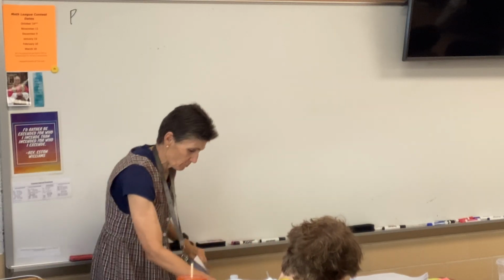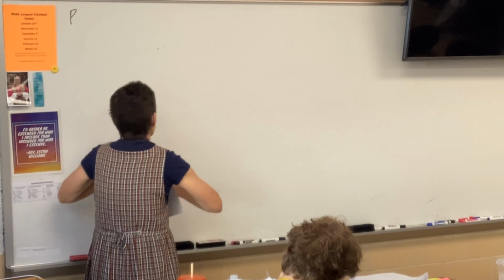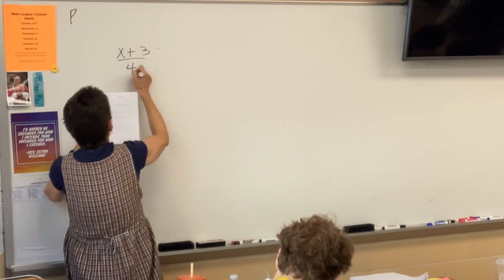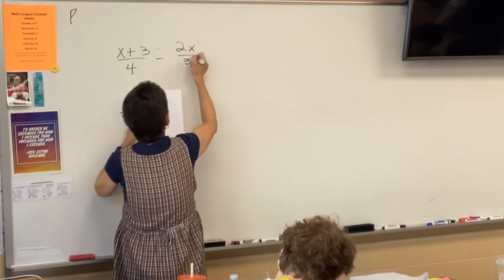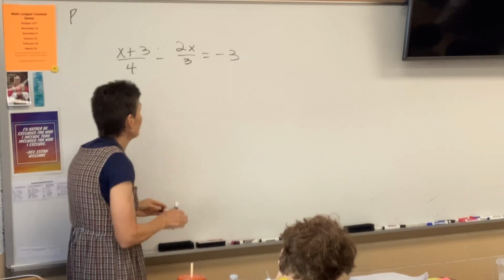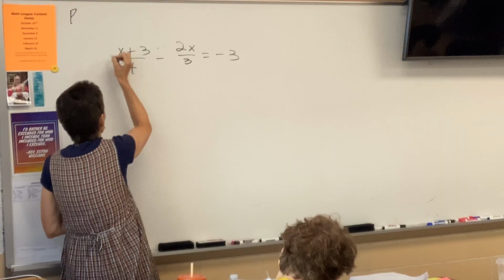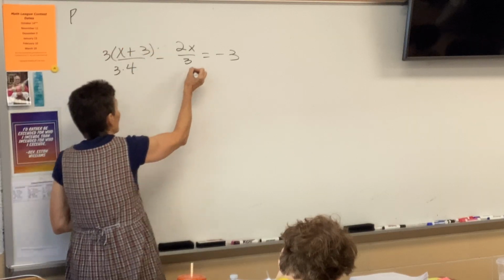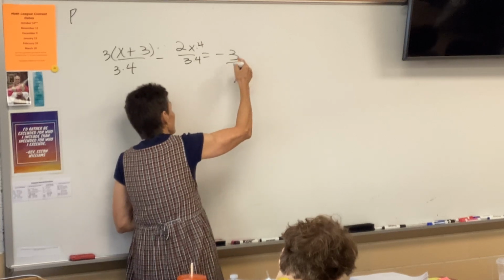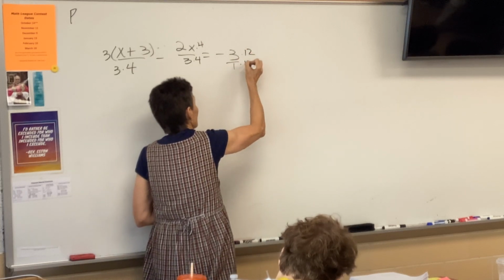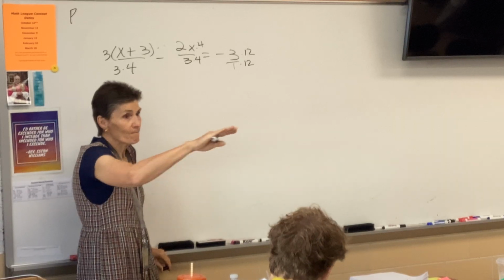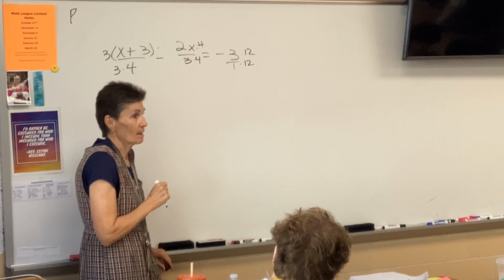With the very first problem, you had a few minutes to work on it. What did you do? Common denominator. Yeah, and what common denominator did you use? Well, we need to times this one by 3, this one by 4, and don't forget this one by 12. Everything has to have the common denominator.